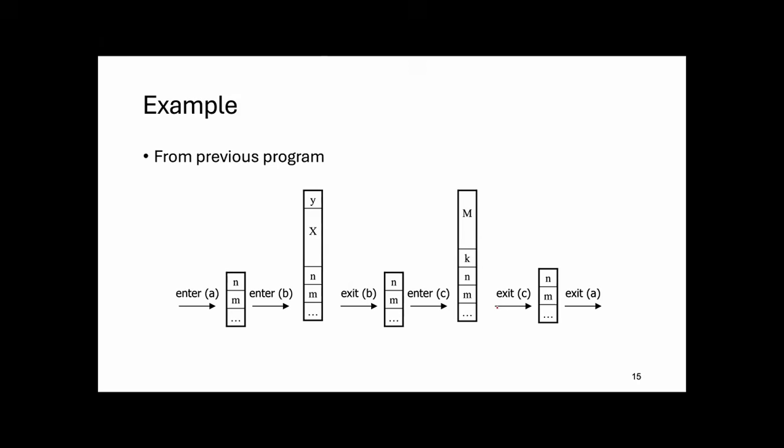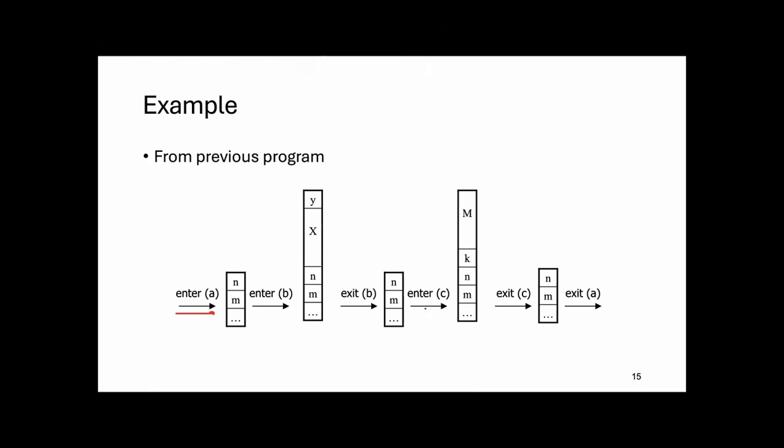From the previous program that we showed, let's use this example drawing to understand it better. When we enter A, N and M are declared. When we enter B, we have Y, X, and then N and M. When we exit B, we can remove Y and X, since we don't use them anymore, and we just keep the activation record for block A. So we keep N and M.